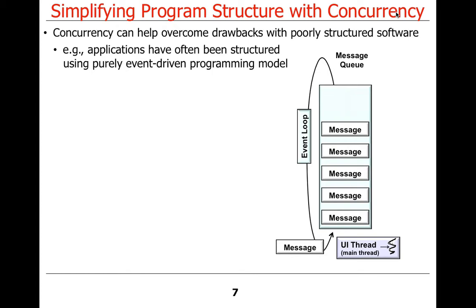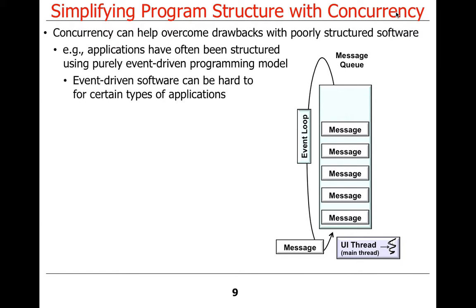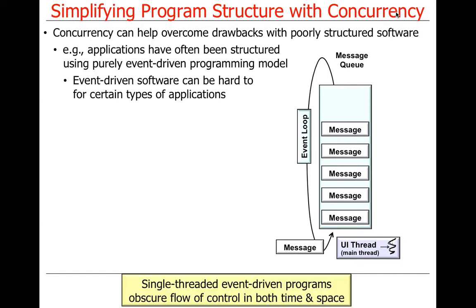What that means is you typically end up having a message queue, and you have a single thread of control, and that single thread of control is used to process everything in the program. User interface interactions, I/O interactions, computations, whatever is going on, it's done in one thread of control, in this single event loop. And for certain kinds of software, especially things that interact a lot with I/O devices, like downloading stuff or writing a server, it's very hard to program things like that.